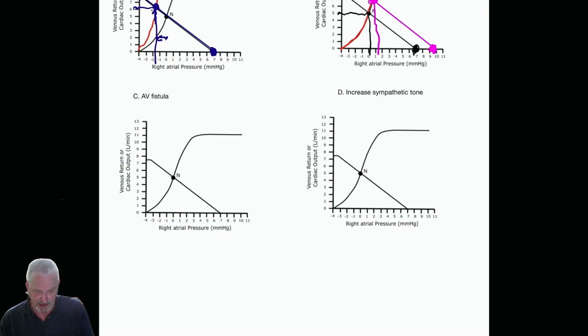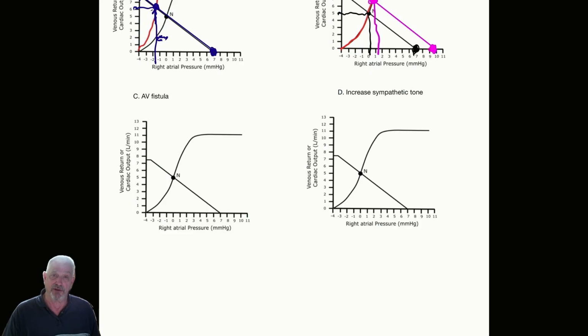Let's do a third one, and this is an AV fistula. And the first thing that we ask about is what does an AV fistula do to the gain of Starling's law of the heart, to the cardiac output curve? An AV fistula is a hole between an artery and a vein, which has a relatively large resistance in parallel, if you will, which is going to decrease the total peripheral resistance. So that's all about blood vessels and not about hearts. So where's our new cardiac output curve? Right on top of the original cardiac output curve.